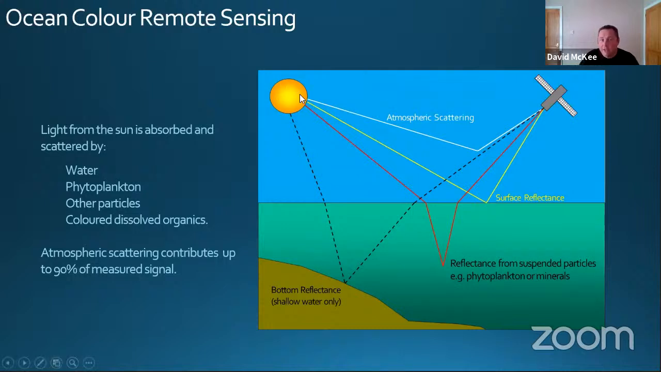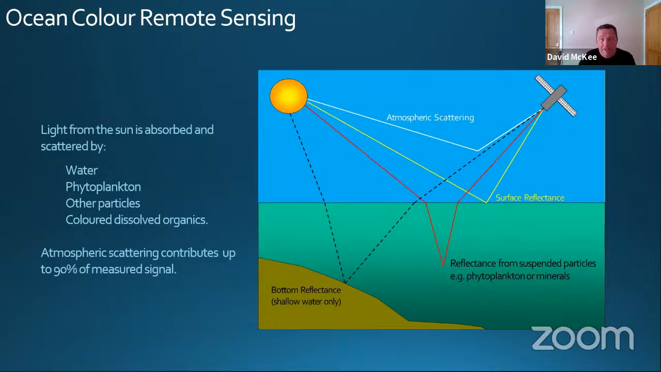What we're looking at is light from the sun. It's being directed down towards the sea. And the bit of the light field that we really want to measure is this red line here, which has got into the water column, has interacted with the phytoplankton or the mineral particles or the dissolved organics that are suspended in the water. And some of that light has been reflected back up into space and been collected by the satellite. That's the signal that we really want to measure.